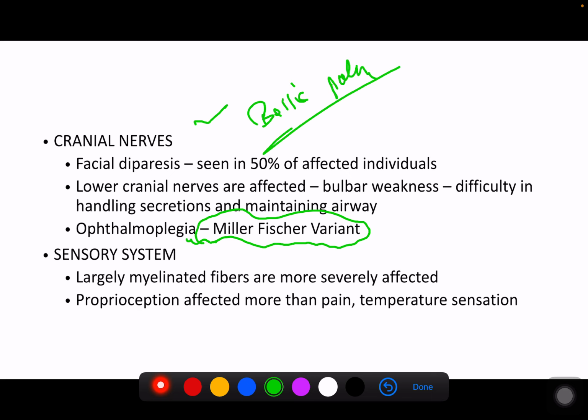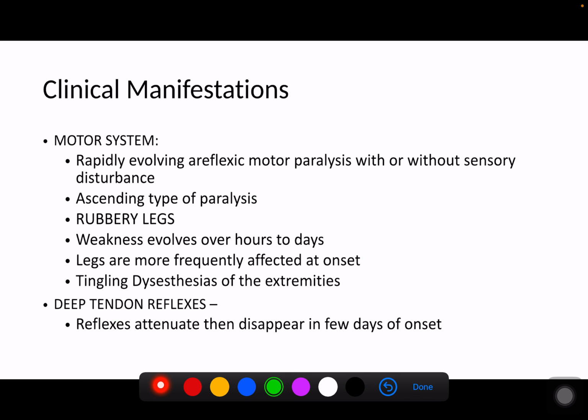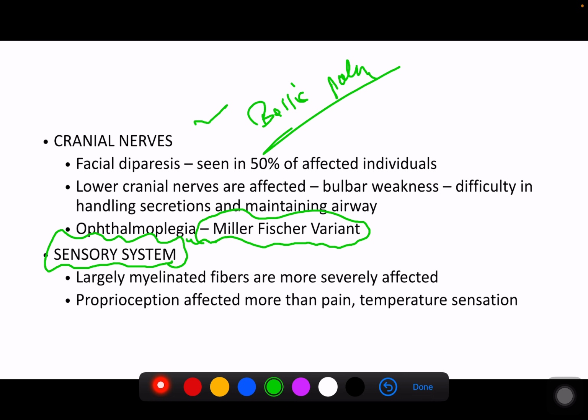Sensory system: large myelinated fibers are more severely affected. Proprioception is affected more than pain and temperature sensation. So basically, we already talked about the sensory stimulus being lost. I already told in my first slide that there is loss of sensation and motor function, both. Sensory is also lost, motor is also lost. So what happens when there is a loss of both the sensory as well as the motor component? It's a mixed type of variant, isn't it?